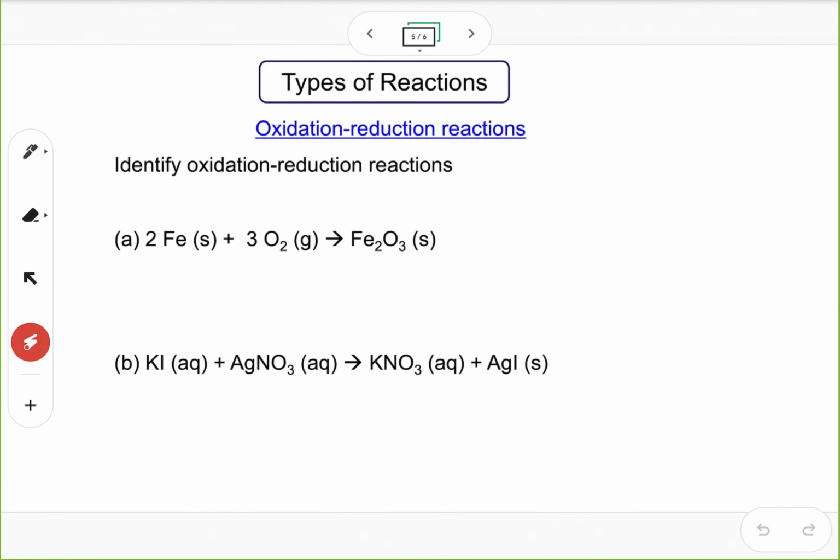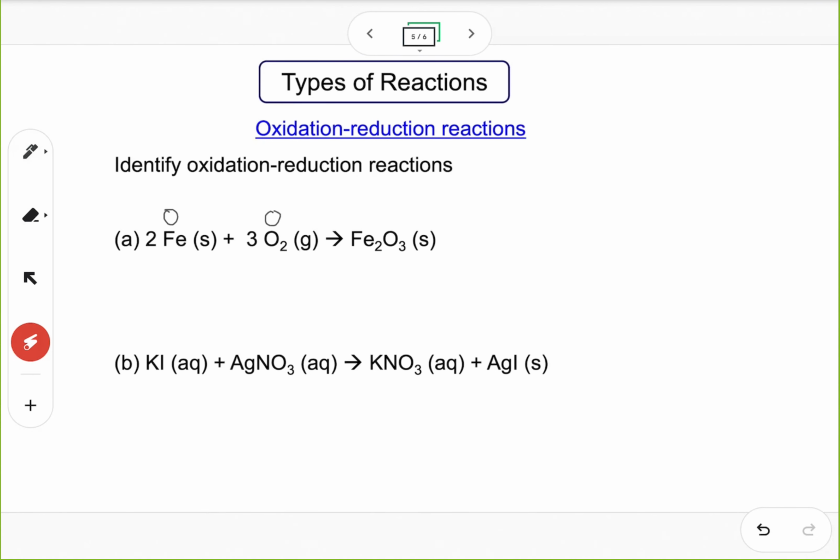First one, iron. We know that iron is a metal. It's just a pure element by itself. Therefore, the oxidation state would be 0, rule number 1. Oxygen, again, is a pure element. Oxidation state 0, again rule number 1. How about iron oxide in this case?